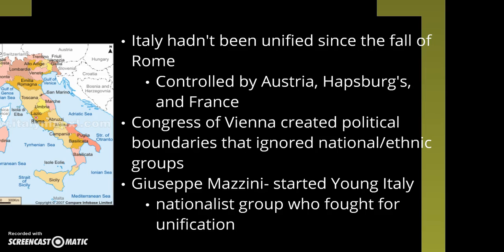What he did, he started Young Italy, which was a nationalist group who fought for unification. He argued that if you were an Italian and you wanted to be part of his group, the idea was that they were going to fight to bring all Italians together as one nation.